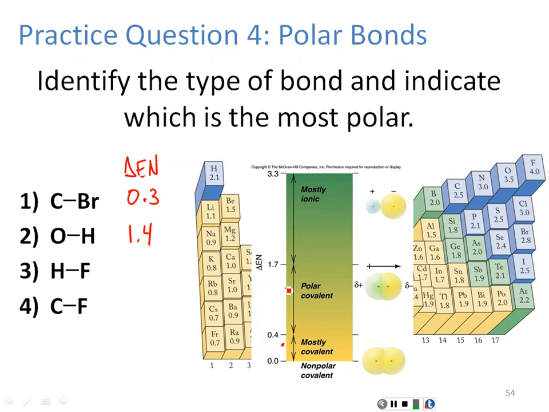Now HF, we have 4 minus 2.1, that gives 1.9, and that is now in the mostly ionic region. And finally, carbon-fluorine, we have 4 minus 2.5, which is 1.5. Again, that's in the polar covalent region. And the most polar bond here would be between hydrogen and fluorine, the delta EN of 1.9. It's basically an ionic bond.